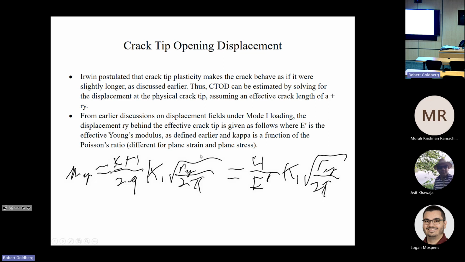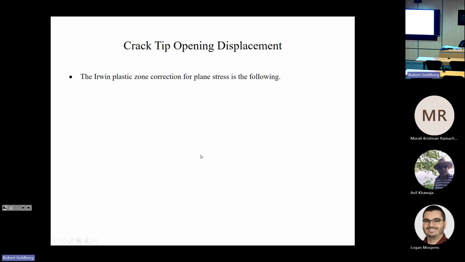So any theta terms are set equal to 0, which is what allowed us to simplify, because if you looked in the original table, there were angle terms running around in there. So we just set the angle equal to 0, and that's what makes this a lot simpler. And we talked about that the Irwin plastic zone correction for plane stress, this Ry is equal to 1 over 2 times pi times K1 over the yield stress, all this squared.